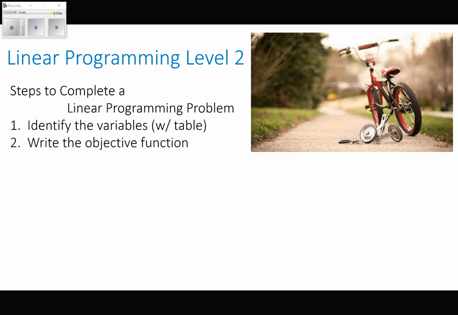Step 2, then identify and write out your objective function. In these ones, you need to create your own objective function. Number 3, you need to come up with the constraints. And so this will all tie back to number 1, where it says with a table. So we're going to make a table, and we'll be able to pull constraints from the table and the objective function from the table.